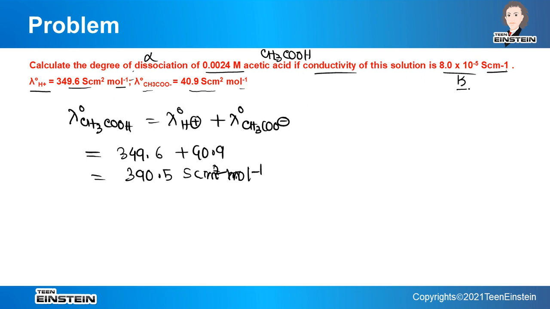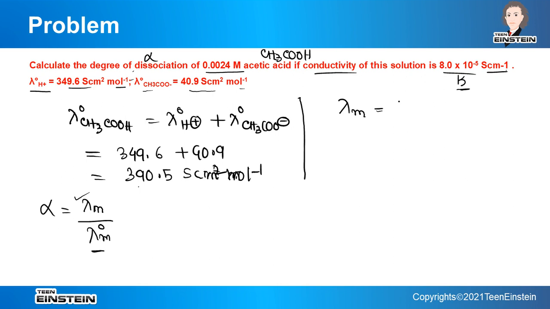And here from the value of kappa we can find out what is the molar conductance at a specific concentration, which is 0.0024, because we have to calculate alpha, and alpha means what? Lambda m at any concentration C, divided by lambda m at infinite, that is lambda naught, or you can use the infinite sign. So this we have calculated, 390.5, but we also need this one. So how to find it? From kappa, by using this equation.